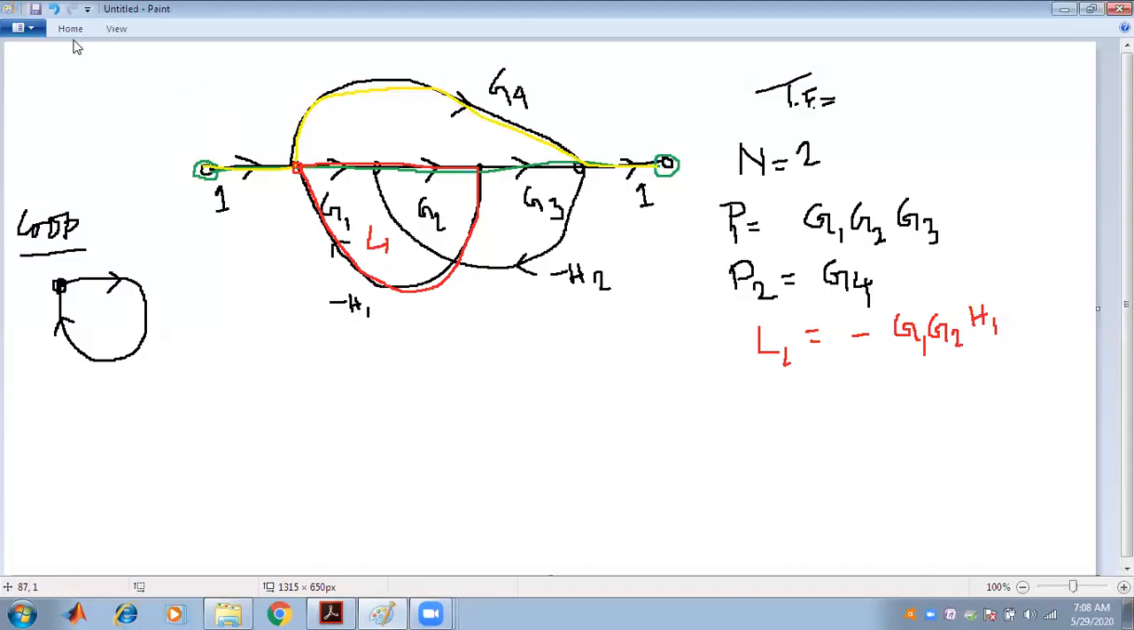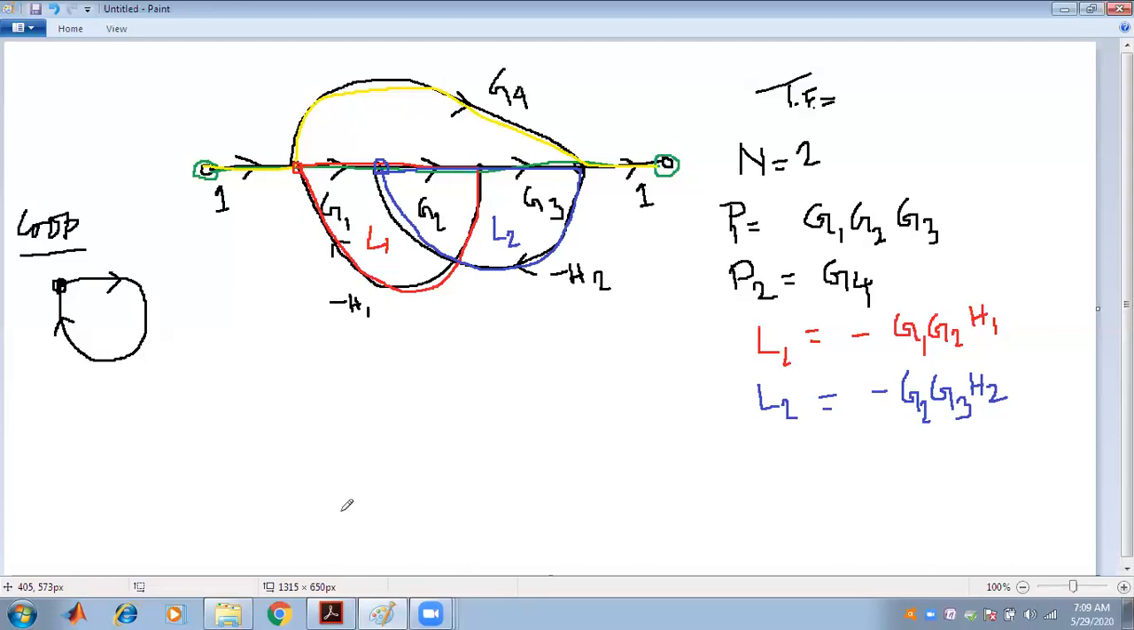What is the other loop? The other loop that I have found starts from that particular node, goes in that direction and comes back, just following the direction back to that node. So this is another loop. The first loop is drawn with the red color and the second loop with the blue color, and its gain is minus G2 G3 into H2. So this is the second loop that we have found.